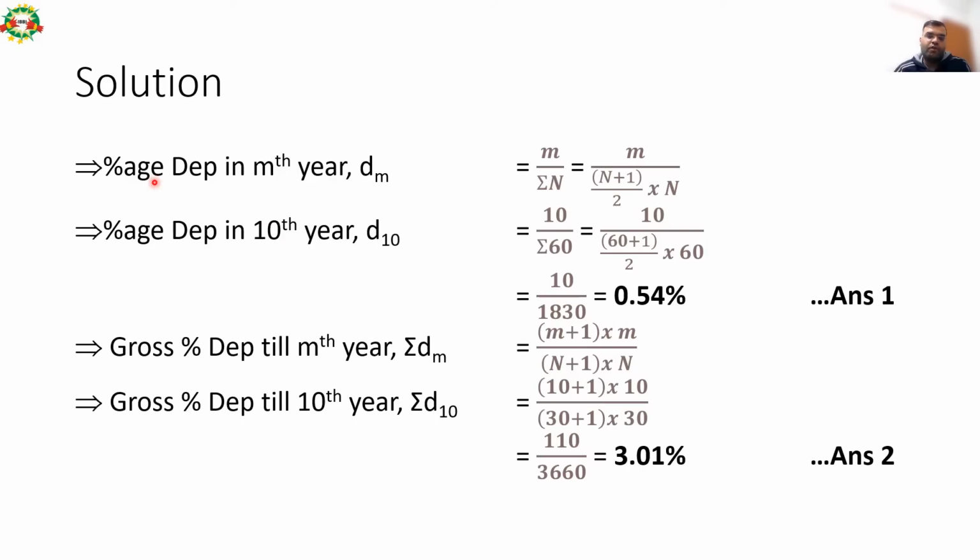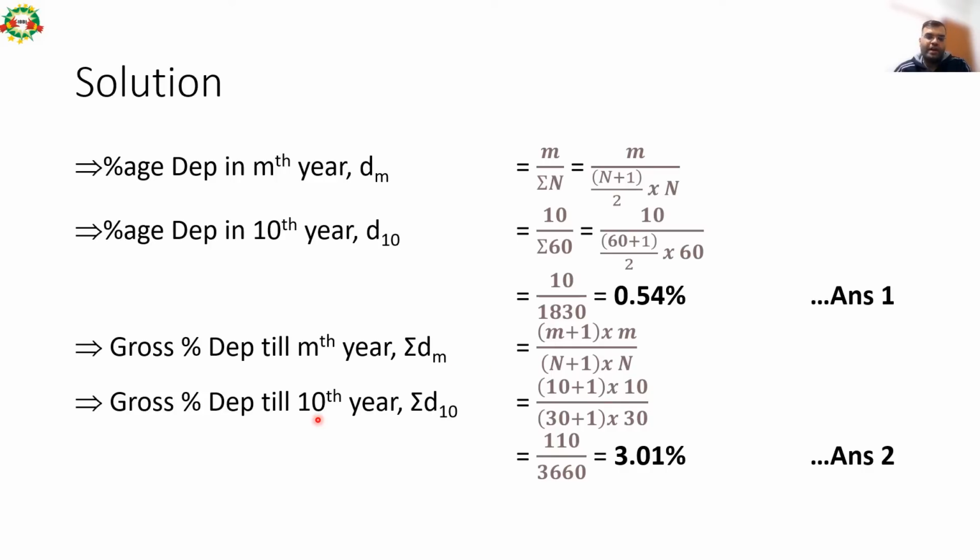So the formula we have already understood in the previous session: percentage depreciation in the mth year is equal to m divided by the summation of the n AP series, which is equal to n plus 1 divided by 2 into n. So the age of the property is 10 years. So percentage depreciation in the particular 10th year will be equal to 10 divided by the summation of 60, which is equal to 10 divided by 1830. It is equal to 0.5%, the depreciation pertaining to only the 10th year, not the 9th or 11th year. Only the 10th year depreciation will be equal to 0.54%.